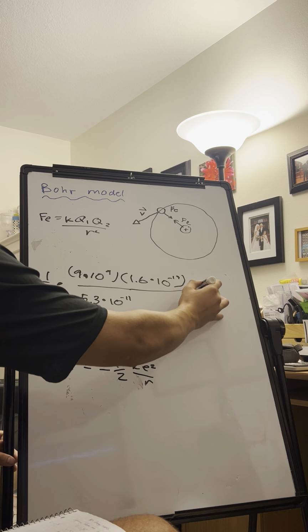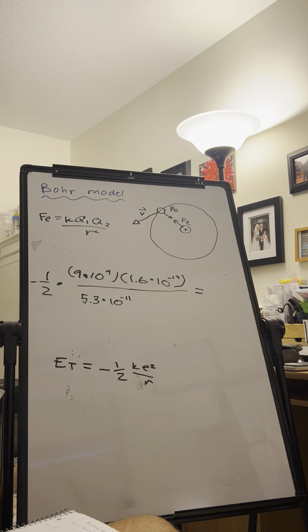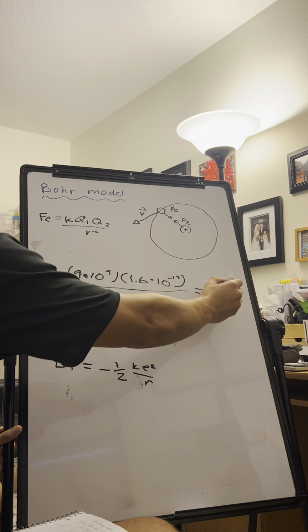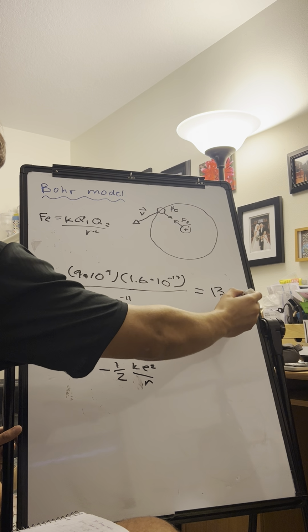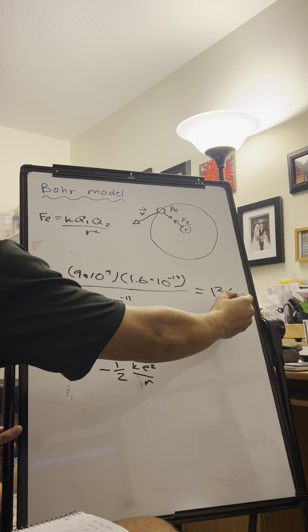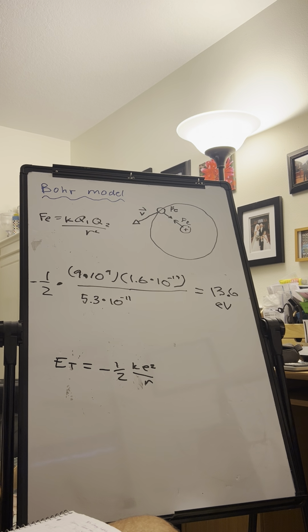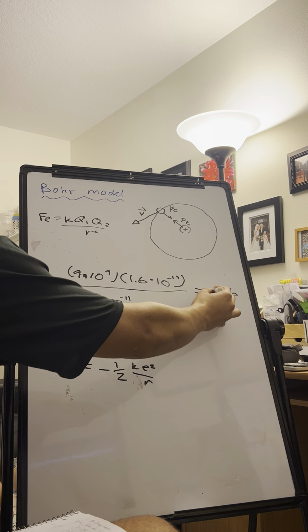So, when you calculate the energy of a hydrogen atom at ground state, this equals 13.6, and these are electron volts, and it's negative.